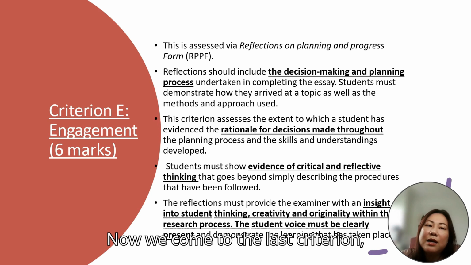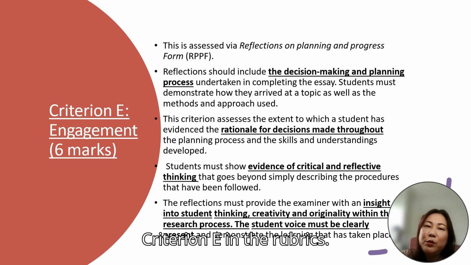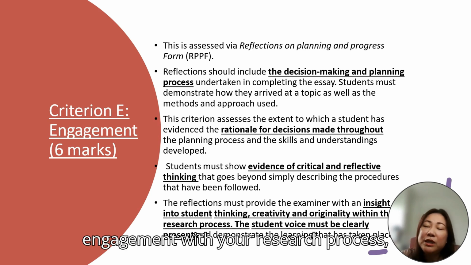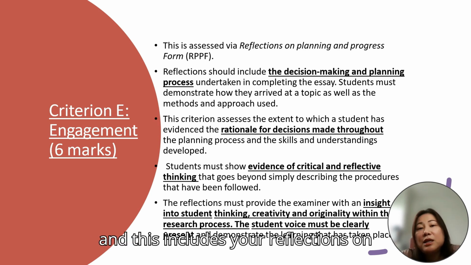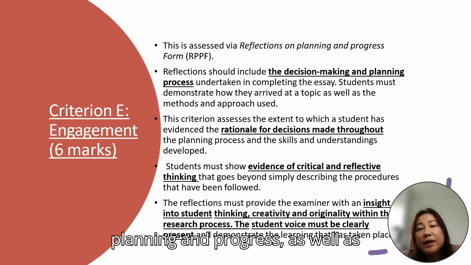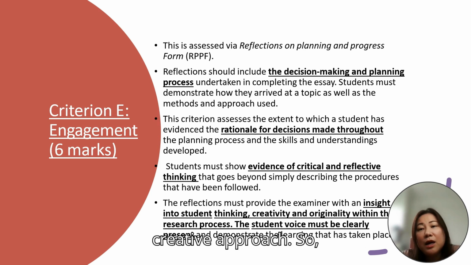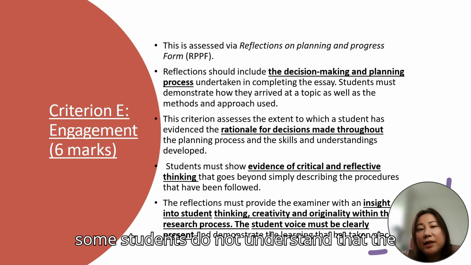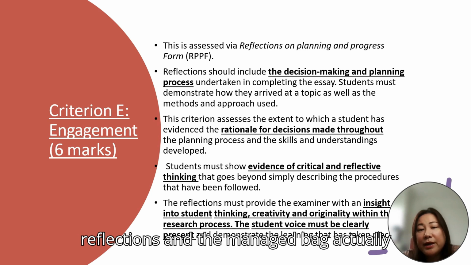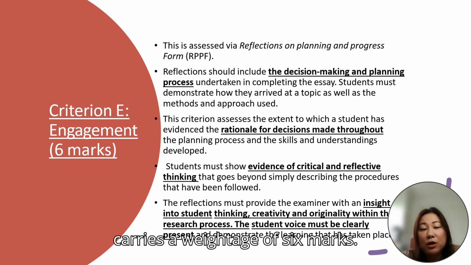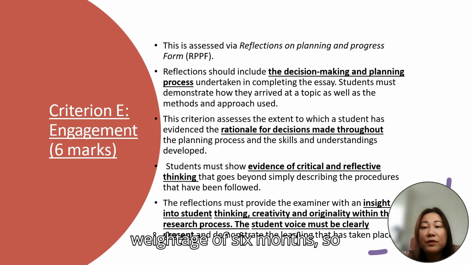Now we come to the last criterion E in the rubrics. Criterion E assesses your engagement with your research process, and this includes your reflections on planning and progress, as well as your intellectual initiative and creative approach. So some students do not understand that reflections actually carries a weightage of 6 marks. So let me remind you, your reflections carries a heavy weightage of 6 marks.